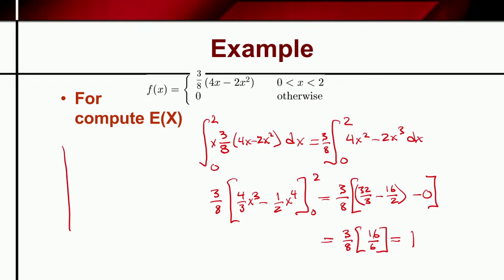Let me draw the shape of the function. This function looks like this. It's 2 here, 0 here, 1 here. So this particular function is symmetric on 0 to 2, so you can see half of the probability is to the left of 1, half of the probability is to the right of 1. You've got nice symmetry. So you might have expected this expected value, but now we verified it.